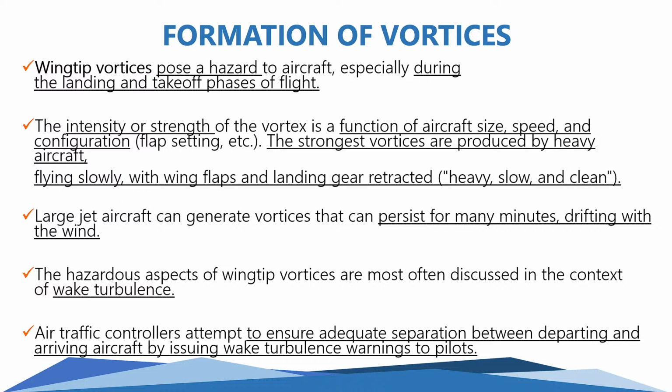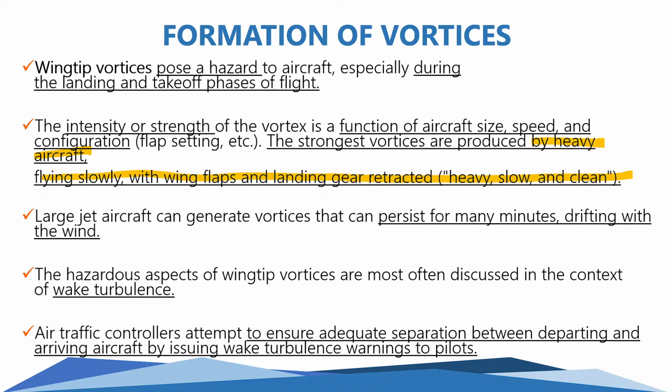Those types of things. But the one that you want to know, and there is an FAA test question that you'll probably see, is that the strongest vortices are produced by heavy aircraft flying slow with wing flaps and landing gear retracted. So what we like to say is heavy, slow, and clean. Usually this is on the departure phase of flight.